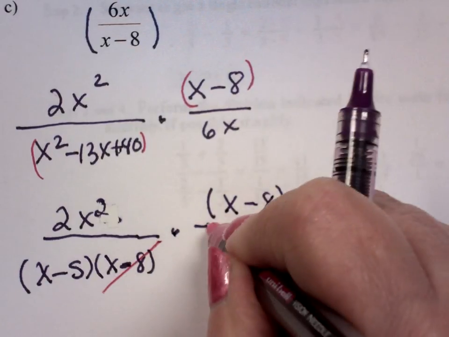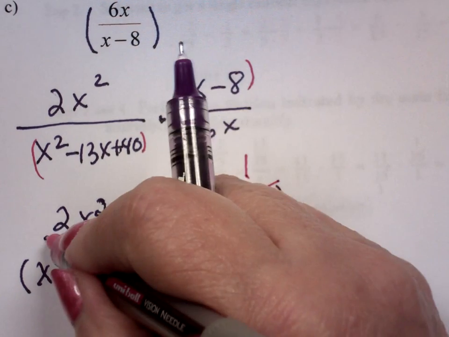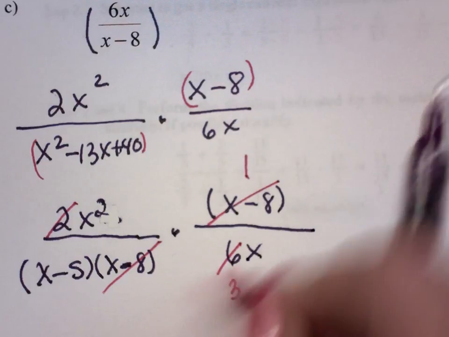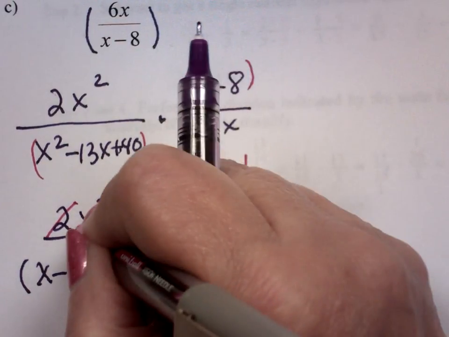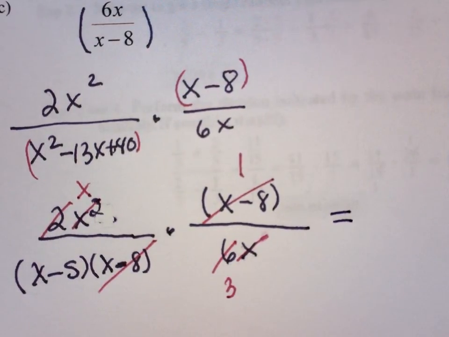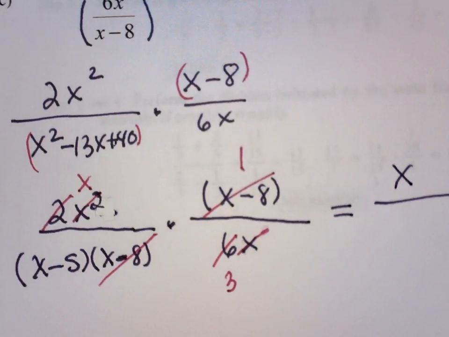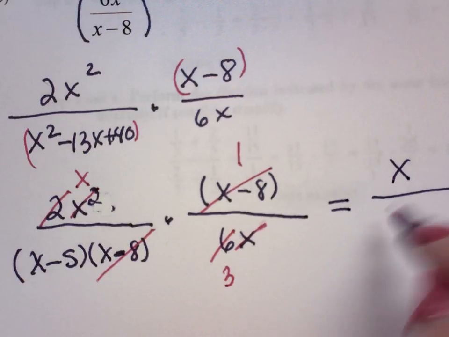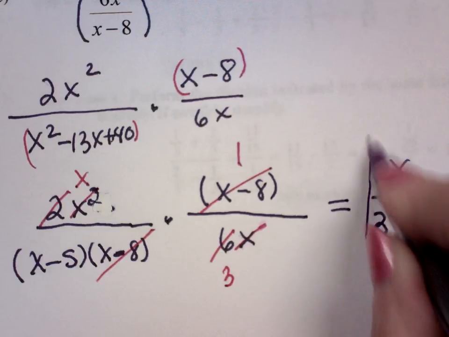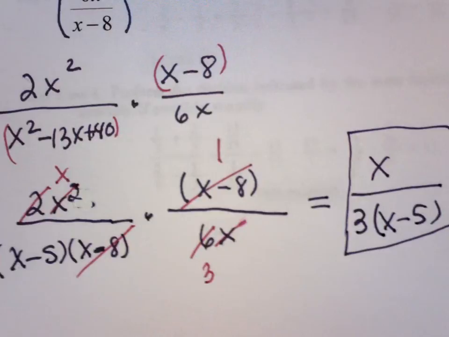x minus 8, x minus 8, that puts a 1 in that position. 2 divides 6 3 times. And then x takes out one of these two x's, just leaving me with an x. So my answer is, in the numerator, just x. In the denominator, it's 3 times x minus 5, and personally I would leave it that way. If you want to multiply the 3 through, you can.